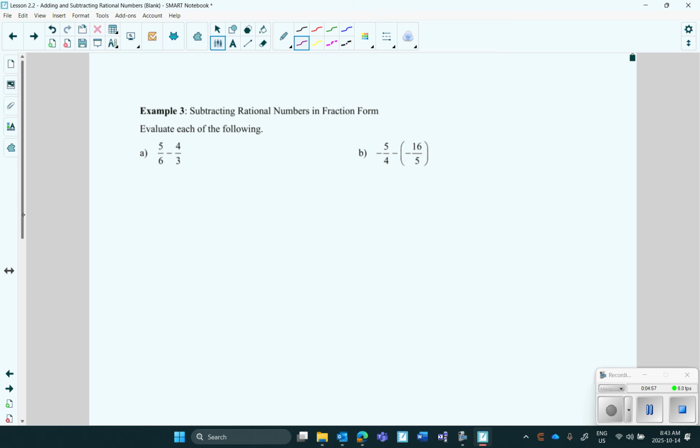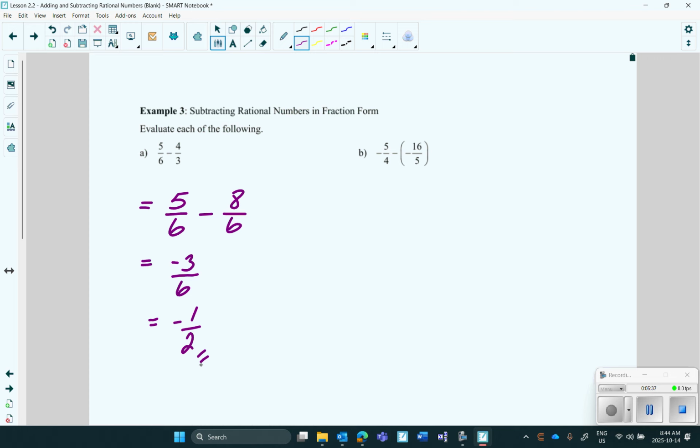How about this next one? Denominator 2. Denominator of 6. So first one doesn't change, but the second one becomes 8 over 6. Now we've got 5 subtract 8. Negative 3 over 6, which just like the previous question, reduces to 1/2. Okay.